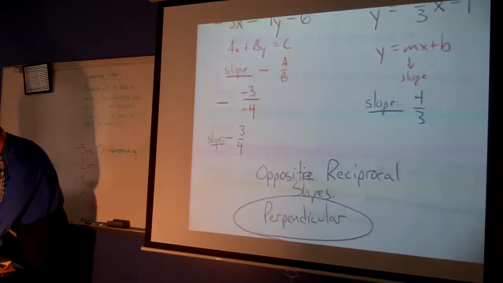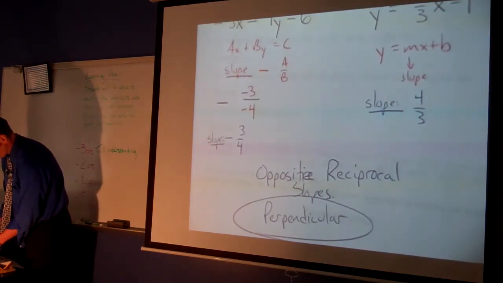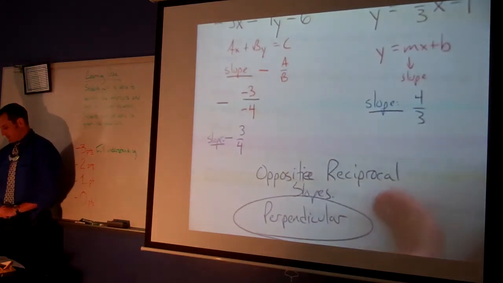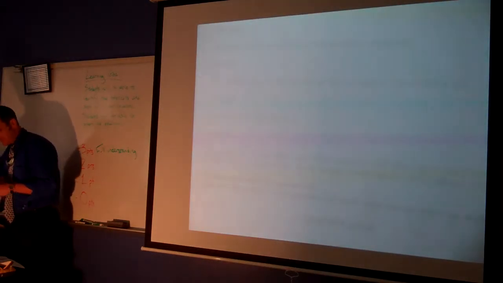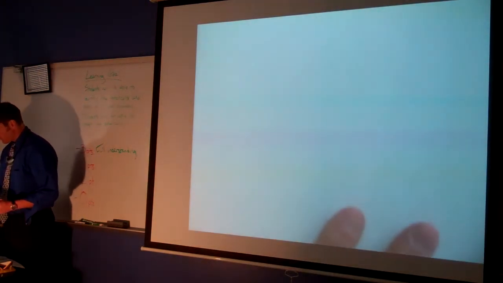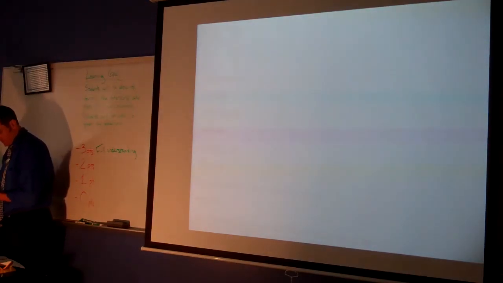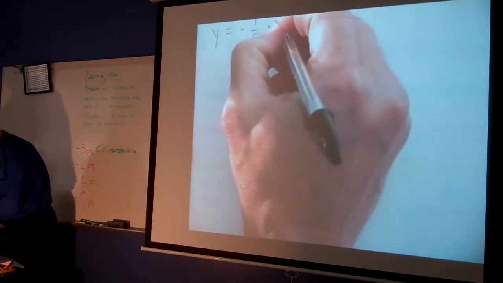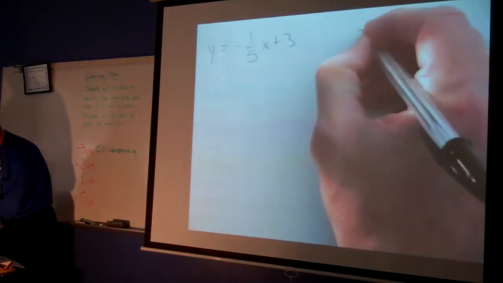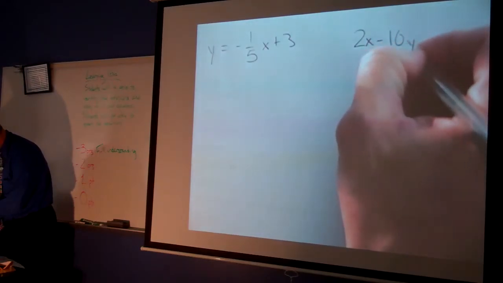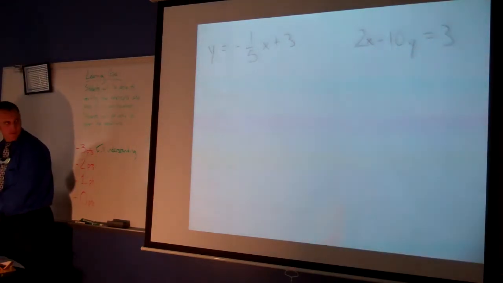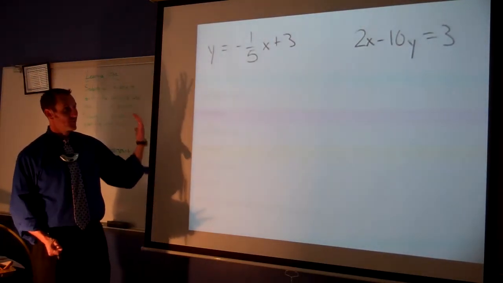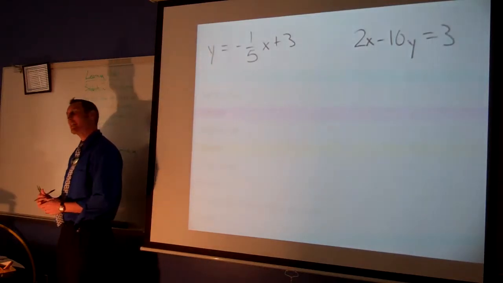Let's do another example. We'll have 3 more examples. So the next example, I'll give you 2 more equations. We'll start with y equals negative 1/5 x plus 3 and 2x minus 10y equals 3. So we have these 2 equations. The question is still, are these 2 lines parallel, perpendicular, or neither?